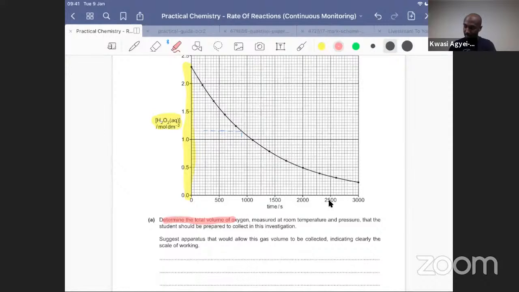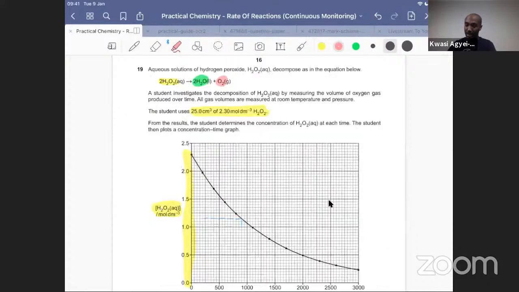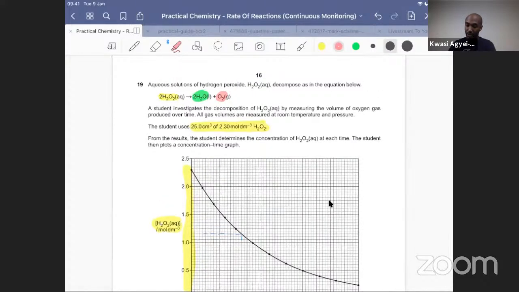Need to highlight the volume of oxygen at room temperature and pressure that the student should be prepared to collect in this investigation. So how are we going to do that? Well, we need to go back and look at our balanced equation here. Our balanced equation says 2 moles of hydrogen peroxide decompose to give 2 moles of water and 1 mole of oxygen. So the molar ratio we're interested in is hydrogen peroxide to oxygen, which is of course 2 to 1.